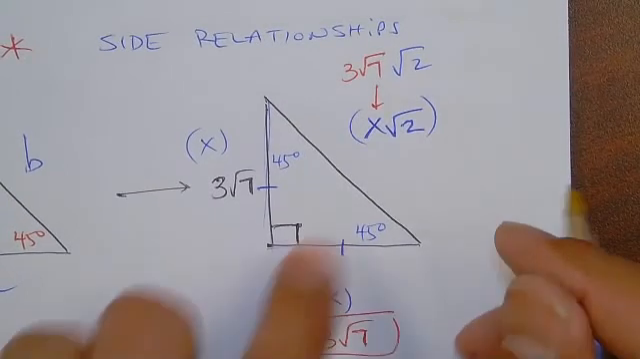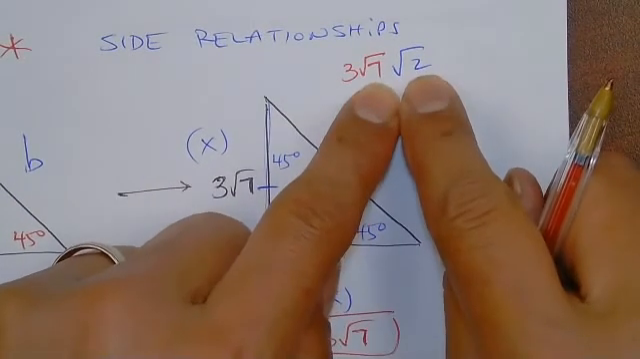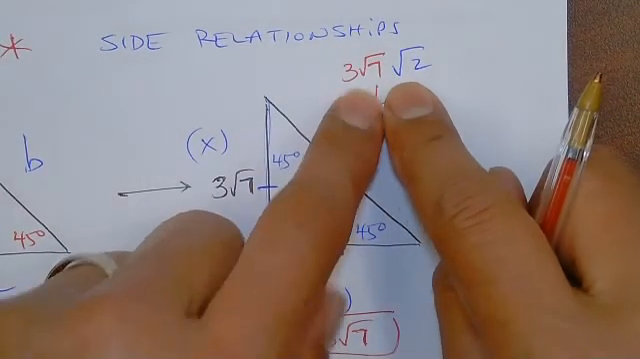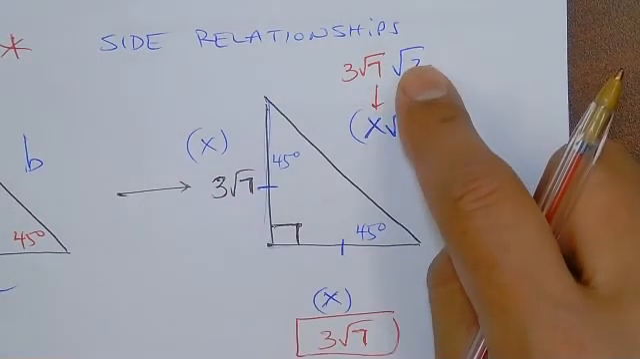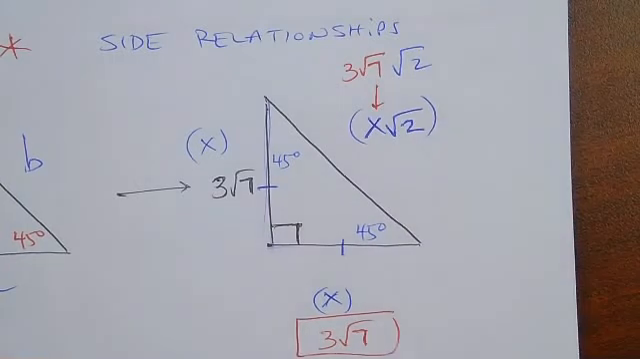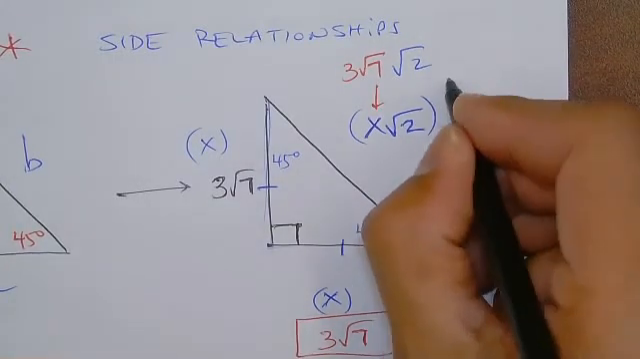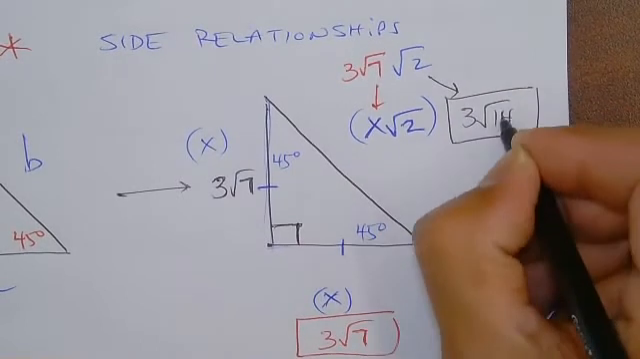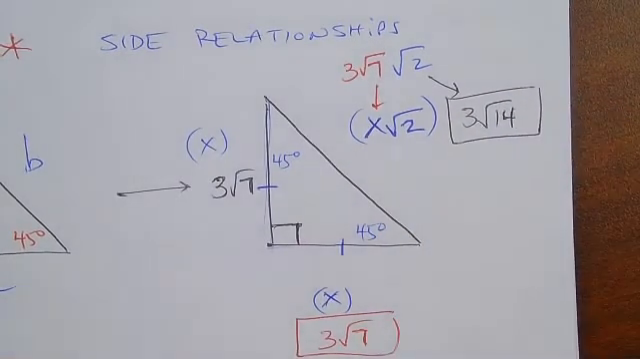Everybody see how he's doing that so easy? Yeah, you can only multiply the inside radicals with the inside radical. You don't multiply, the outside stays outside. So when you multiply those two, it will give you 3 root 14. That is correct.